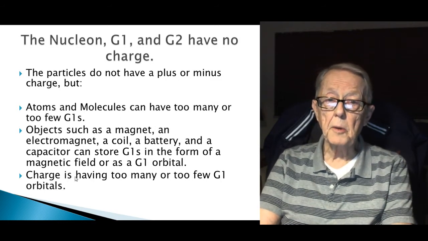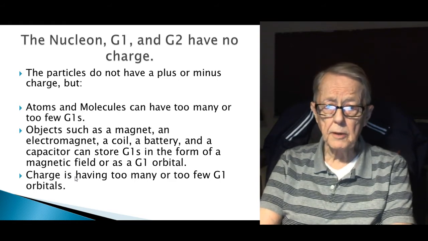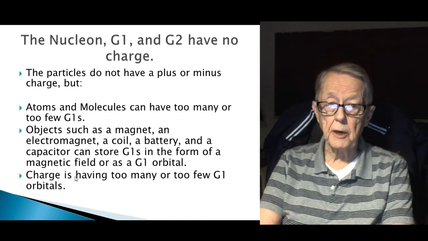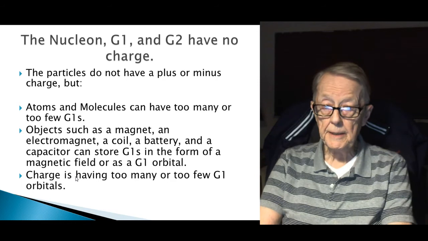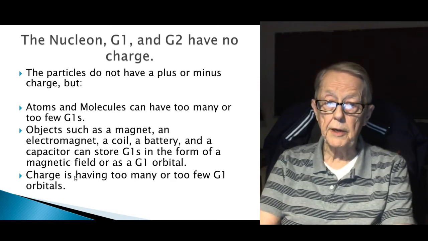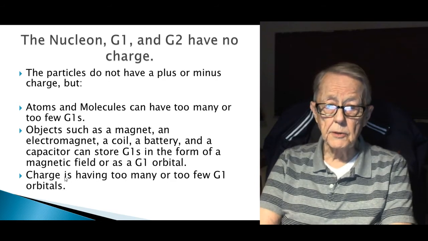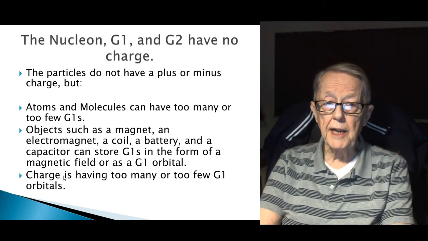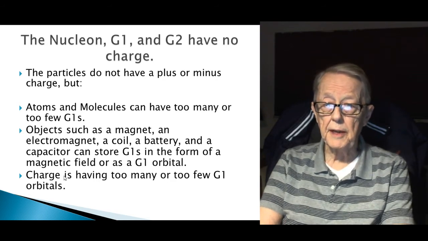So in the particle model, the nucleon, the G1, and the G2, all of them, have no charge. The particles do not have a plus or minus charge. We use the symbols plus and minus, north and south, to indicate the flow of G1s. But there is no charge. Atoms and molecules can have too many or too few G1s, and that is where positive and negative charge come from.